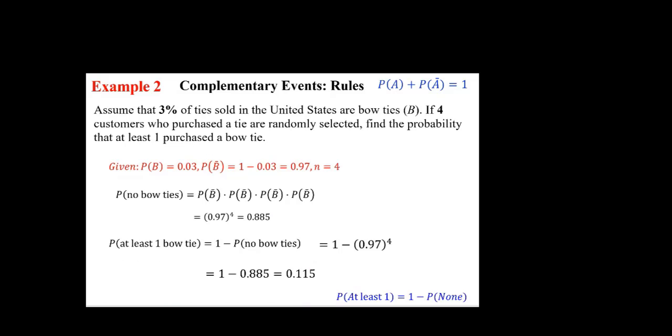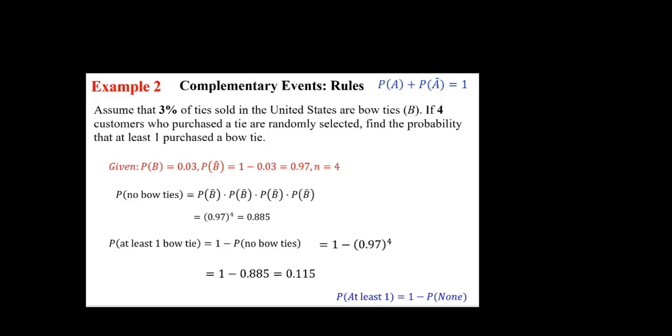3% of ties sold in the United States happen to be bow ties. So if 4 people are chosen randomly, what is the probability of at least 1 purchasing the bow tie? We notice the probability of purchasing the bow tie, P of B, is given as 3% or 0.03. So its complementary event becomes 1 minus that, which is 97%.